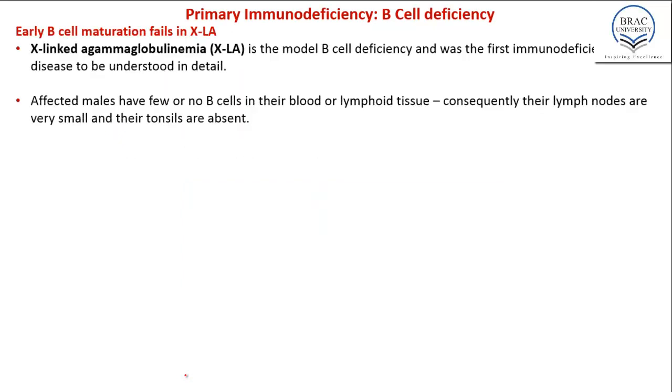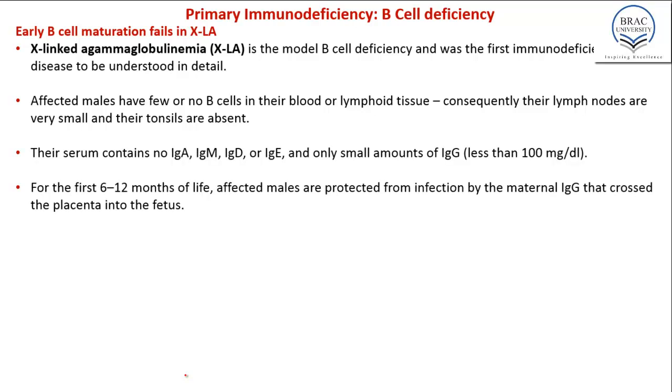So let's now talk about XLA, where early B cell maturation fails. X-linked agammaglobulinemia is the model B cell deficiency and was the first immunodeficiency disease to be fully understood in detail. The underlying deficiency was discovered in 1952 by Dr. Ogden Bruton.